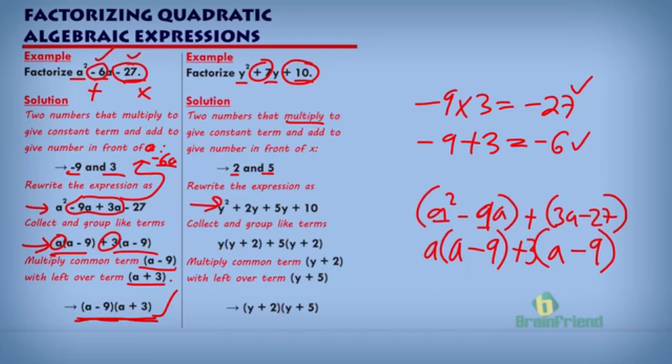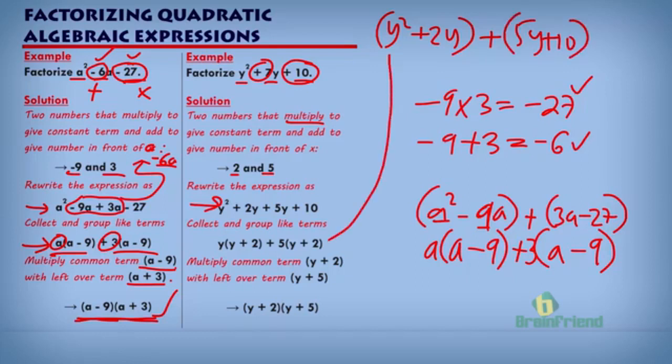And then we can easily collect and regroup them. We have y squared plus 2y. We group that by putting a bracket around them, plus 5y plus 10. That's another group. We can go ahead to simplify that further as y is common. Take y out. Then we have y left, and in 2y also, 2 is left. Plus 5 is also common within the term. So we have y plus 2.